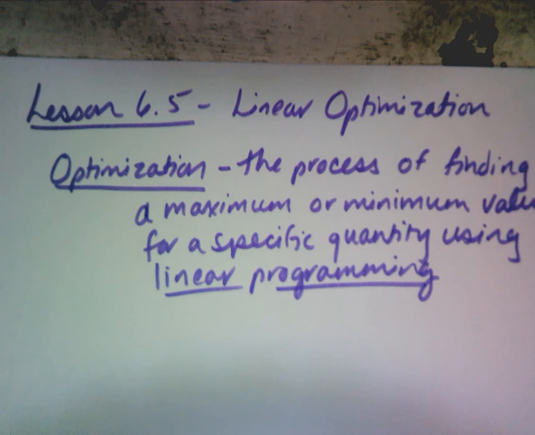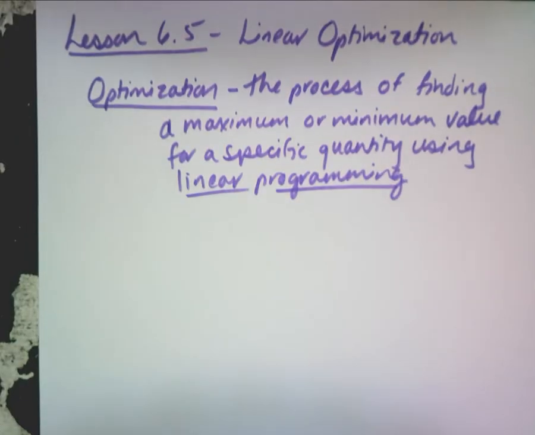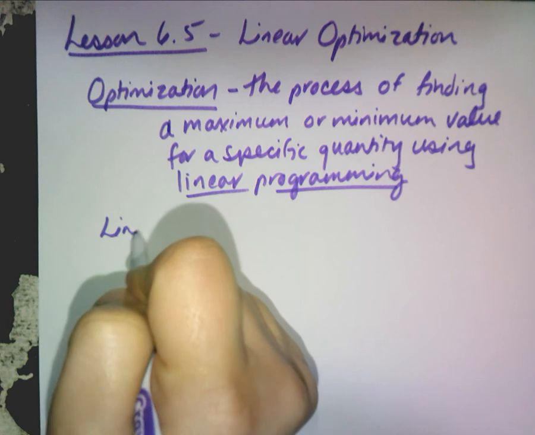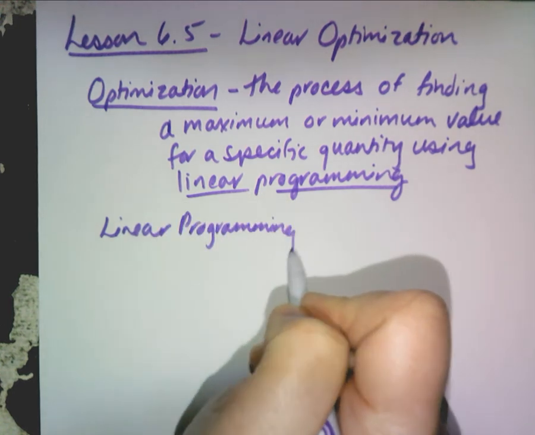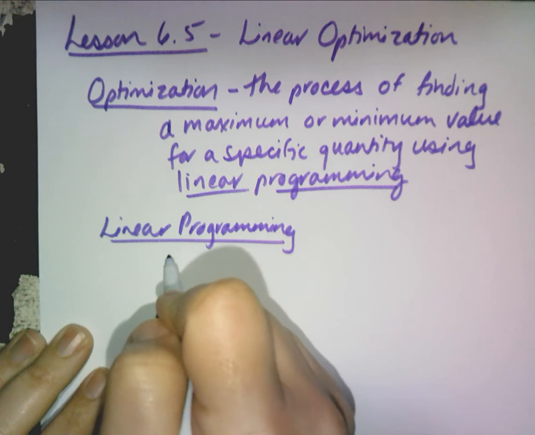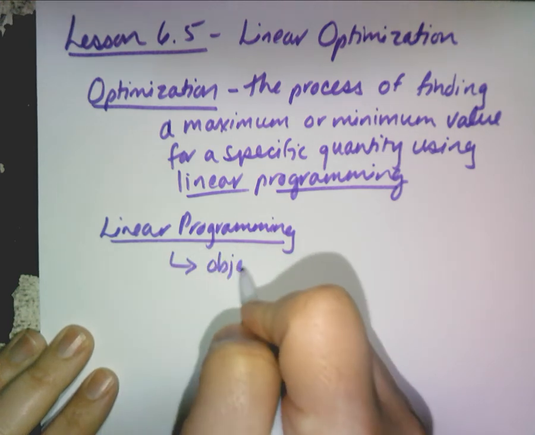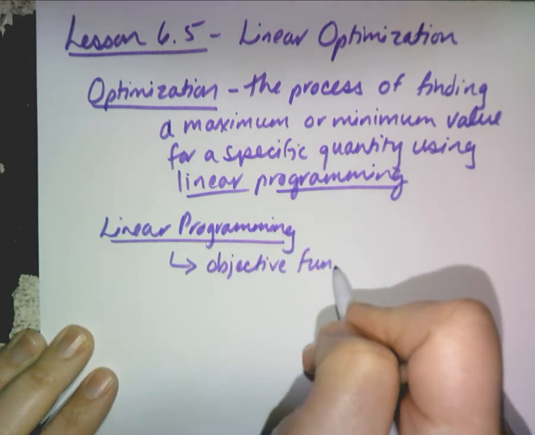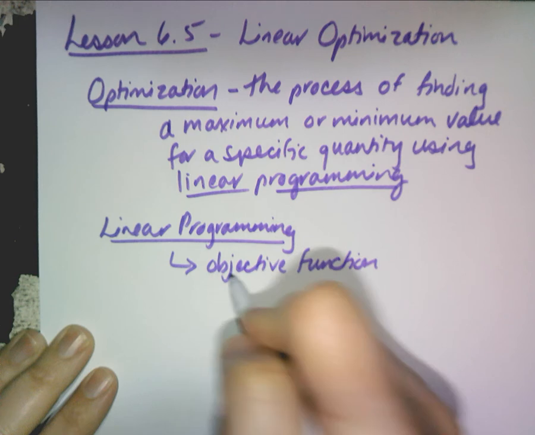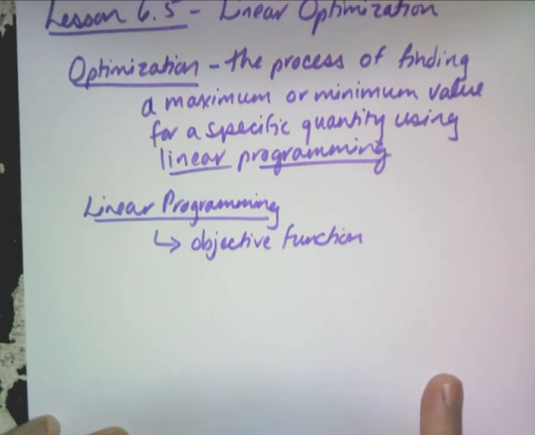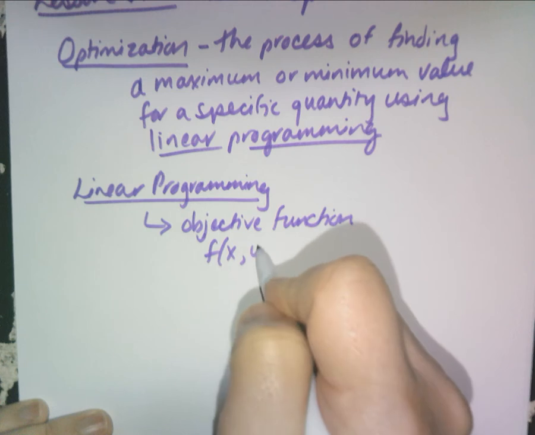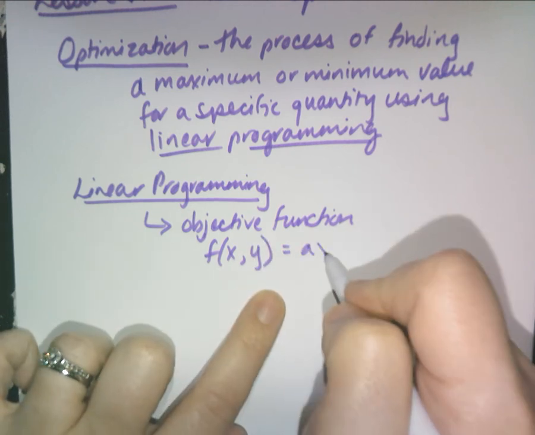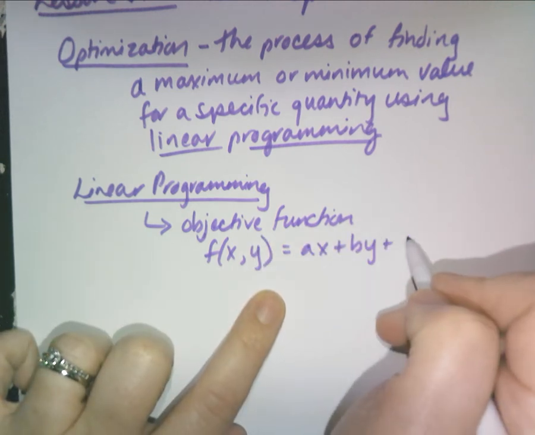Now, let me quickly refresh you on what you need when you do linear programming. Again, this was something you should have done and remembered last year, but she does it in one class. It's hard to remember everything. But linear programming needs the following. You need what's called an objective function. They're going to give this to you in the first 2 or 3 examples. It looks like f of x comma y equals ax plus by plus c.